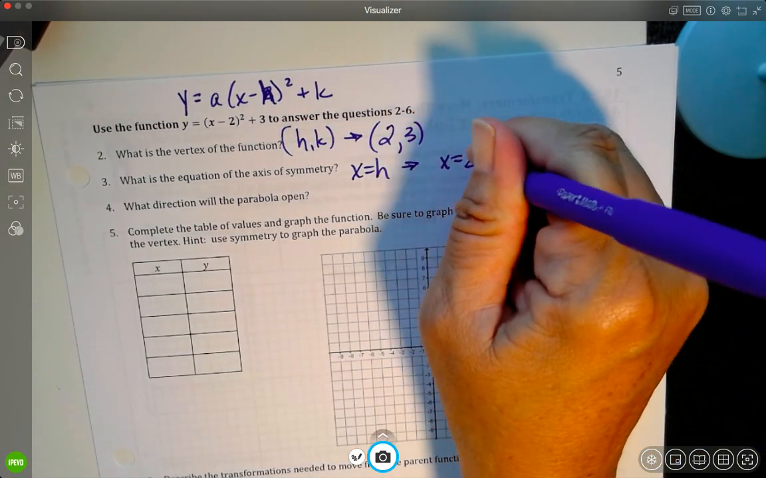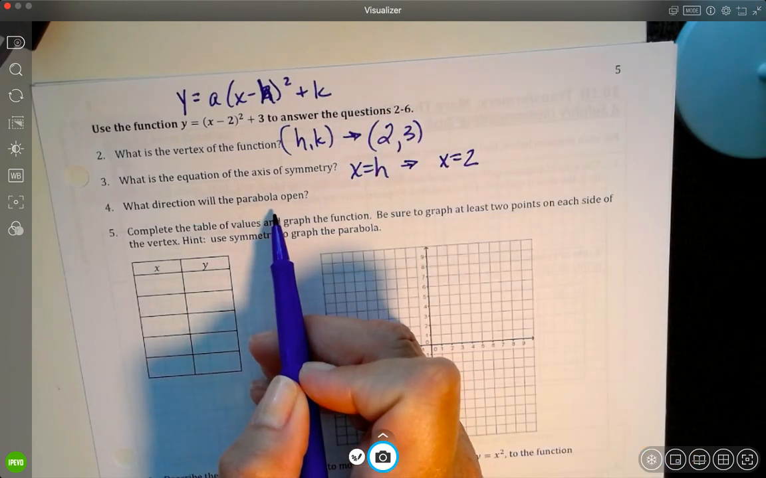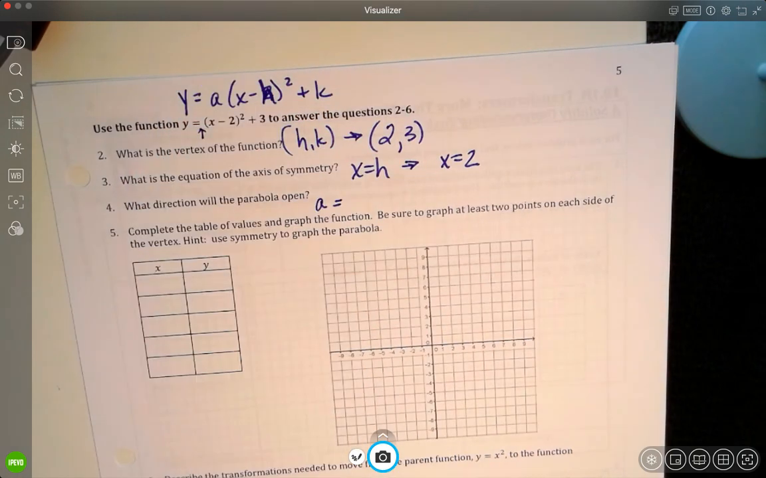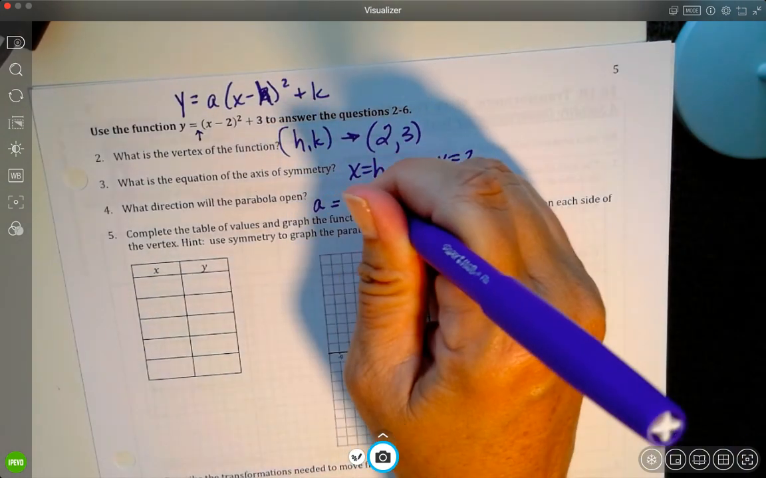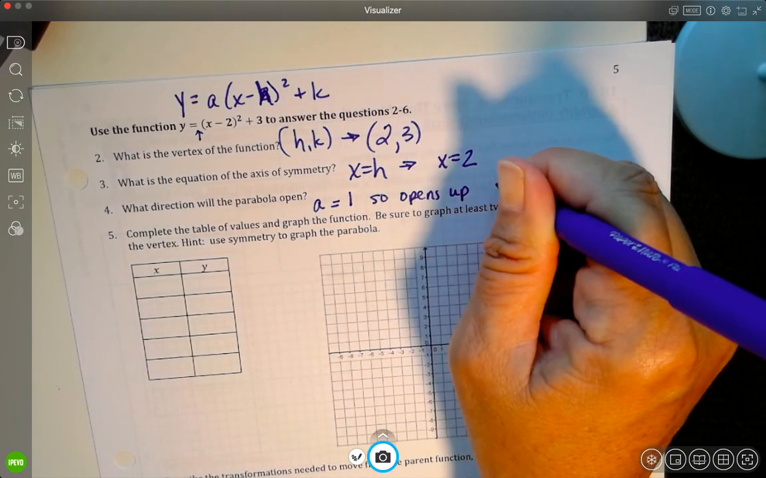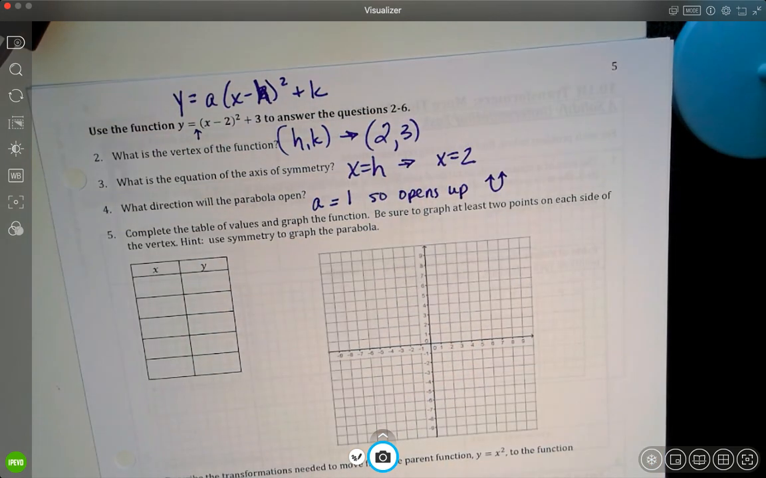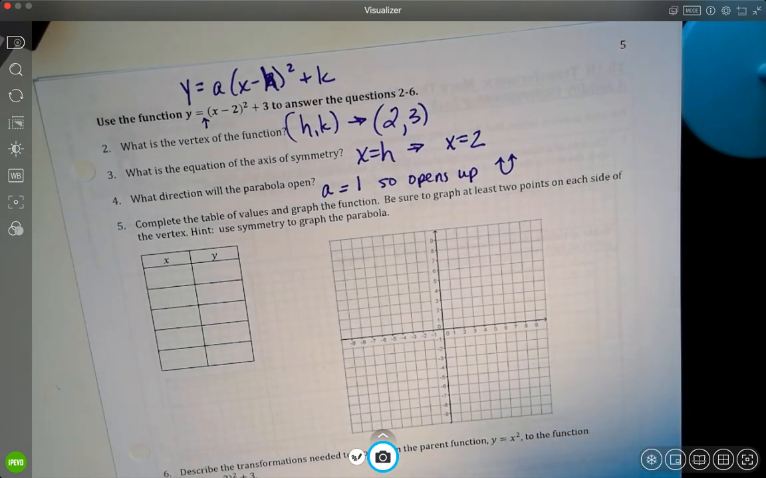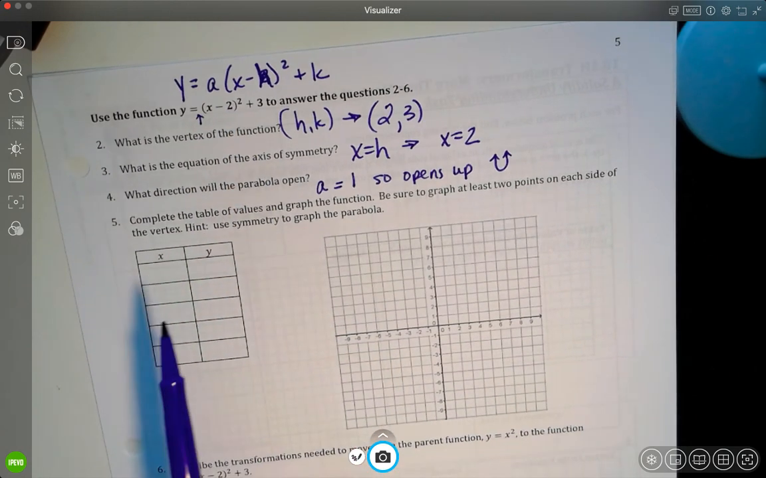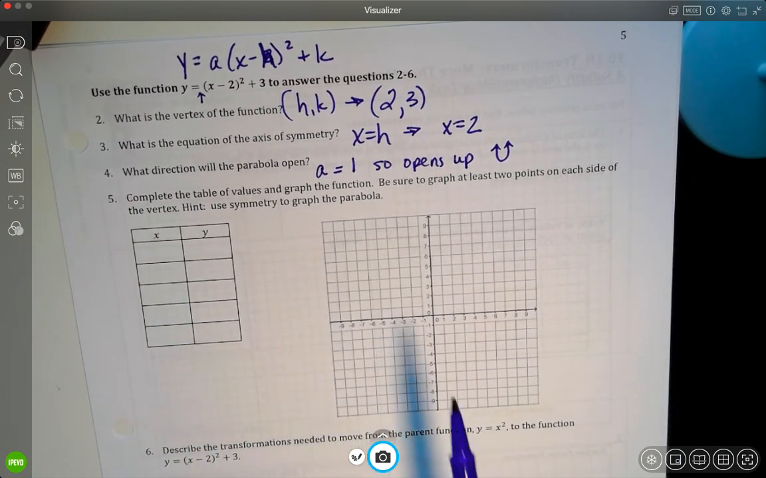What direction will the parabola open? Well, a is right here, right? a is right here. So it must be 1. a is 1. So it opens up like this. You already know what it's going to look like. And complete the table of values and graph the function. Be sure to graph at least 2 points on each side of the vertex using symmetry to graph the parabola. So if you're going to fill out the table, this equation is a representation of the quadratic. This table is a representation of the quadratic. The graph is obviously a representation.